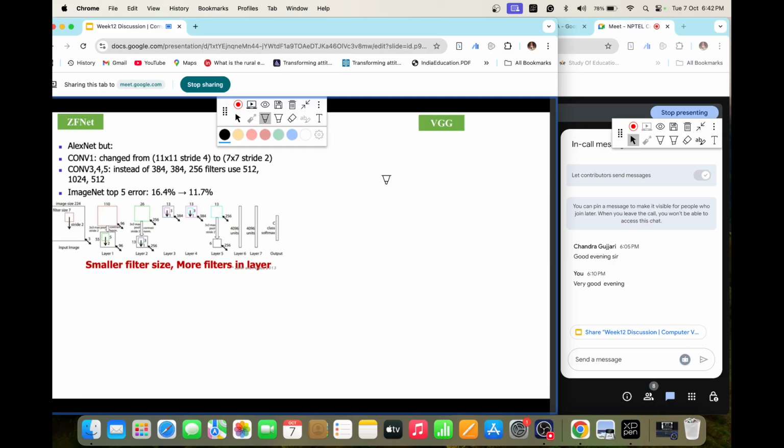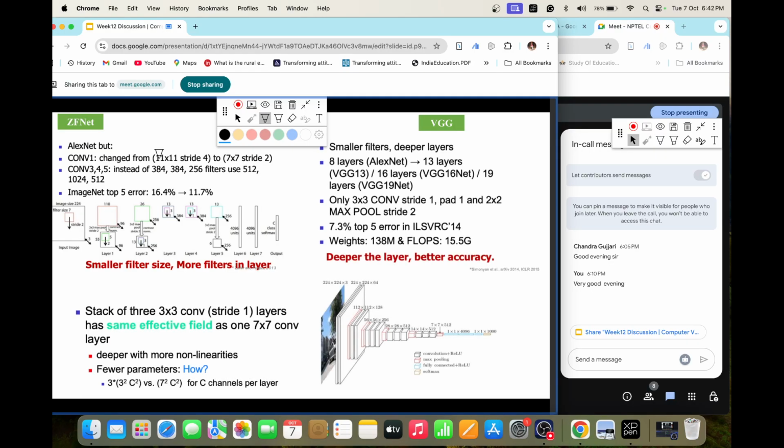It is AlexNet, but again the filter size has been changed from 11 by 11 with stride 4 to 7 by 7 with stride 2. Okay, so the architecture of ZFNet is very similar to AlexNet, but only the filter size has been changed, and by this they have reduced the error from 16.4% to 11.7%.